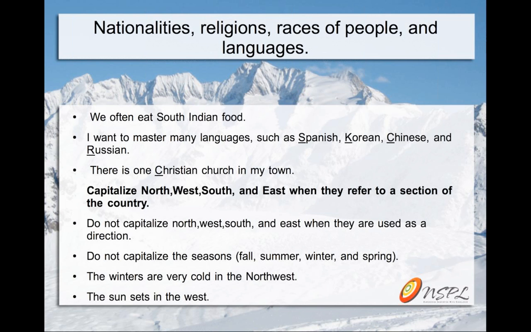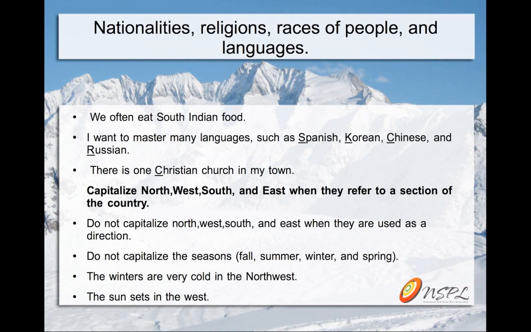So we often eat South Indian food. South Indian is a nationality, so that's why it's capital. I want to master many languages such as Spanish, Korean, Chinese, and Russian. So the languages are always capital, right? You cannot use a lowercase letter for that. Then comes religion. There is one Christian church in my town. This is a place of religion, so that's why it's capital.